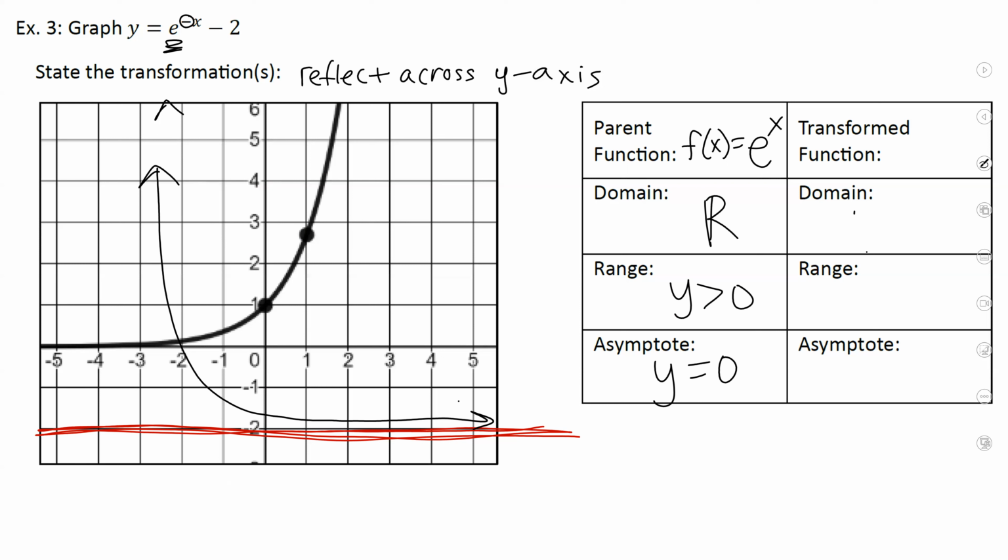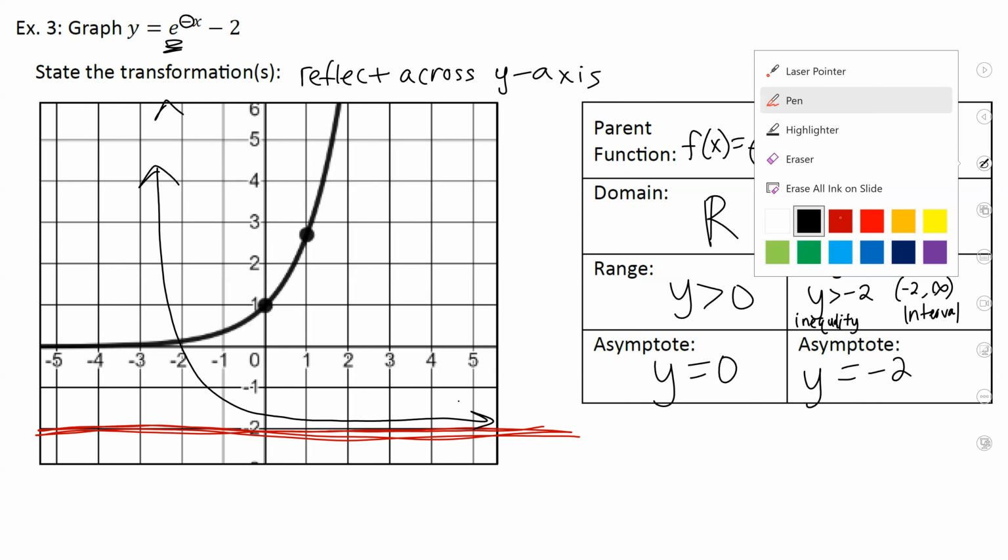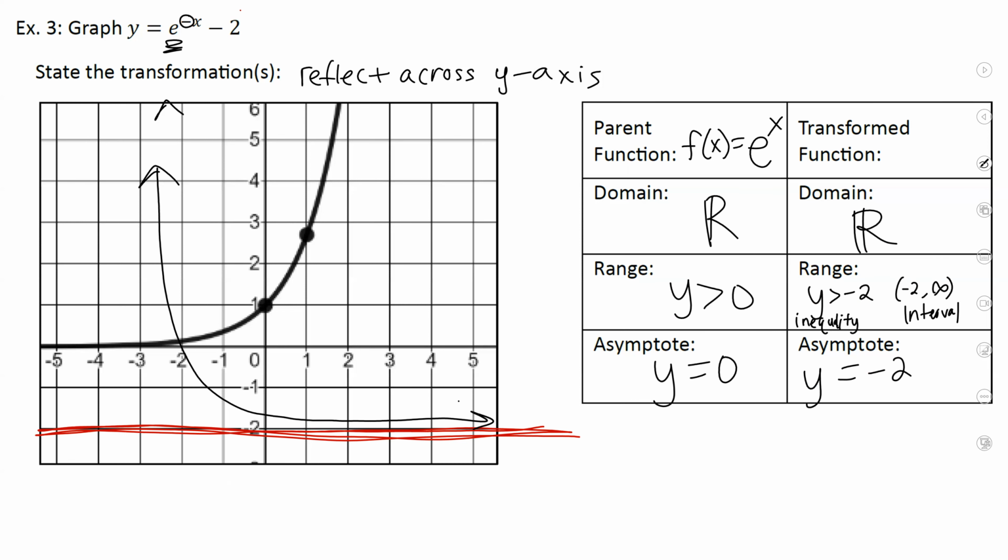Okay, domain will always be the same. What changed is the range. Can you guys tell me what the range is? Yes, y is greater than -2. So this is inequality form. Let's also do interval form. Perfect, thank you. -2 to infinity. The very bottom is at -2 and it's above that. So it goes off to infinity. And what's my asymptote? -2. So guys, you really don't even have to look at the graph. They gave you the equation.